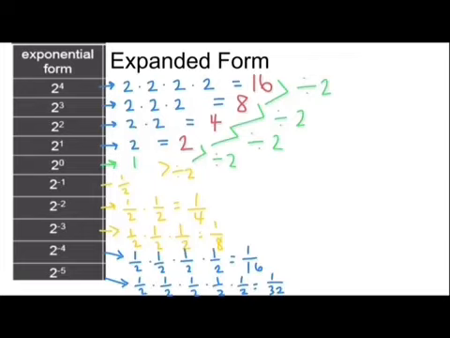All right, for these last two, 2 to the negative 4th power, you should have gotten that that was 1 over 16. And then 2 to the negative 5th power was 1 over 32.